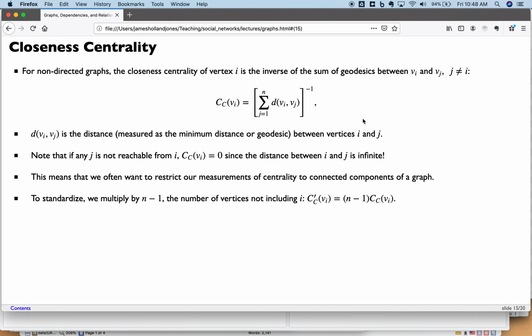Now we should note that if j is not reachable from i, then the closeness centrality will equal 0, since the distance between i and j is infinite. This means that we often want to restrict our measurements of centrality when we're using closeness to connected components of the graph, and it can limit the types of applications to which you can apply closeness centrality. To standardize this, we can multiply by n minus 1, the number of vertices not including i.